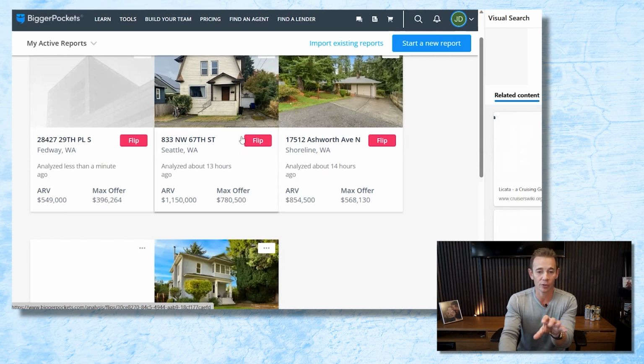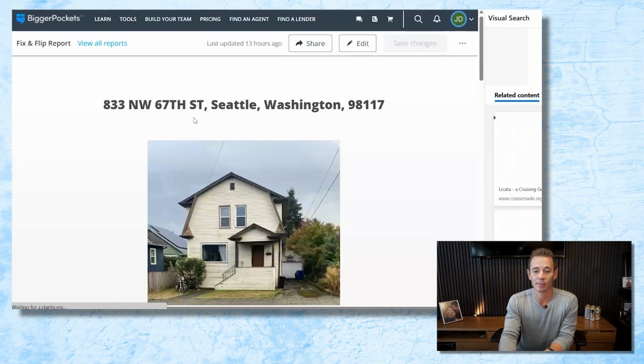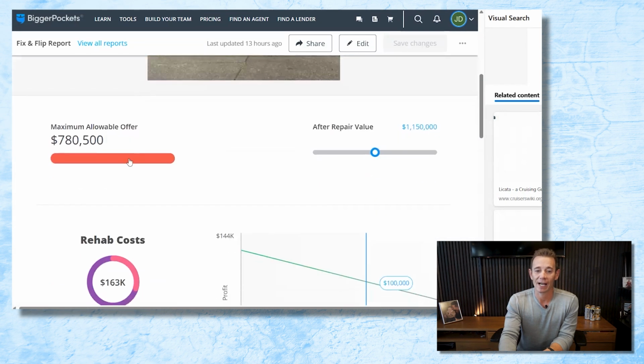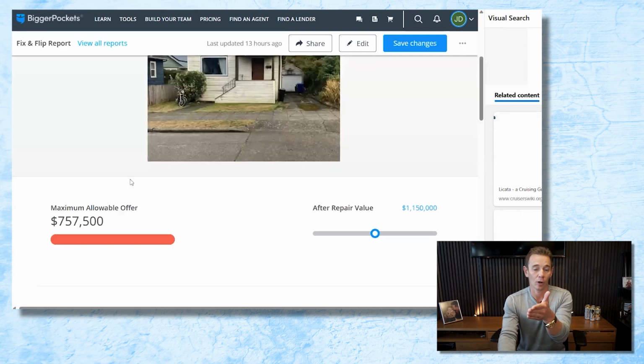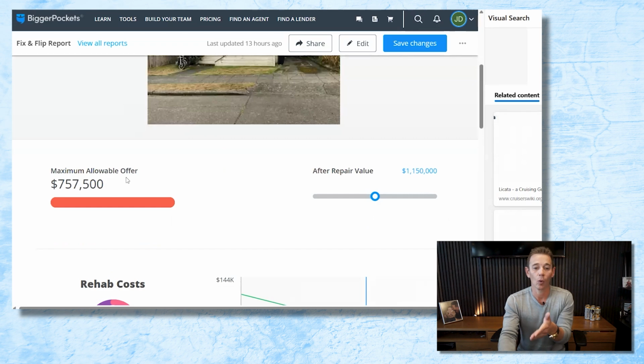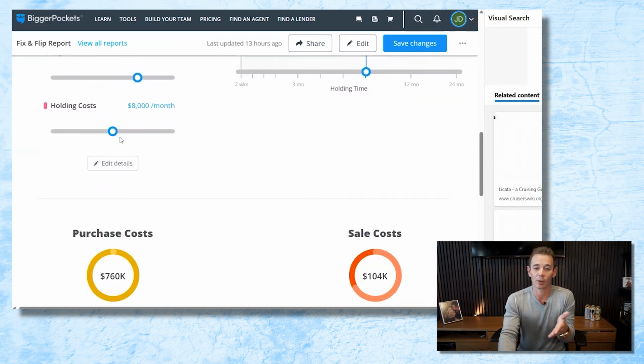So as we look at this other deal right here, this is a property analyzed in Ballard. We came in, it's got our max allowable number at $780. We know our rehab cost at $163. Let's say, again, we can get our cost down or our cost increases. That's going to bring our offer price down at that point. Or, again, as we get cheaper money, maybe it drops our payment and it's going to bring our offer up.